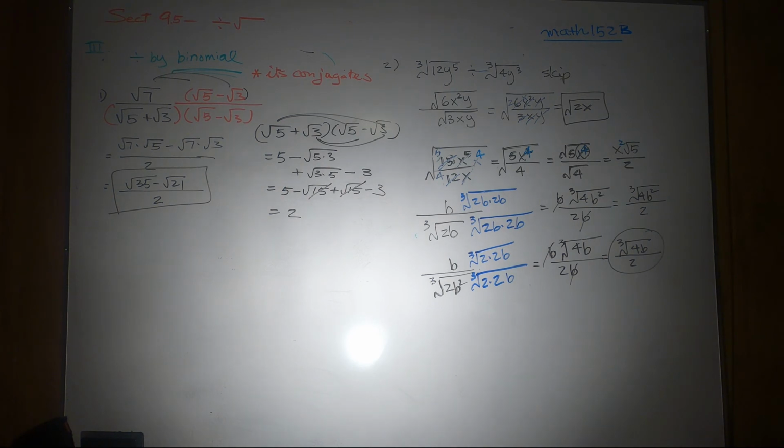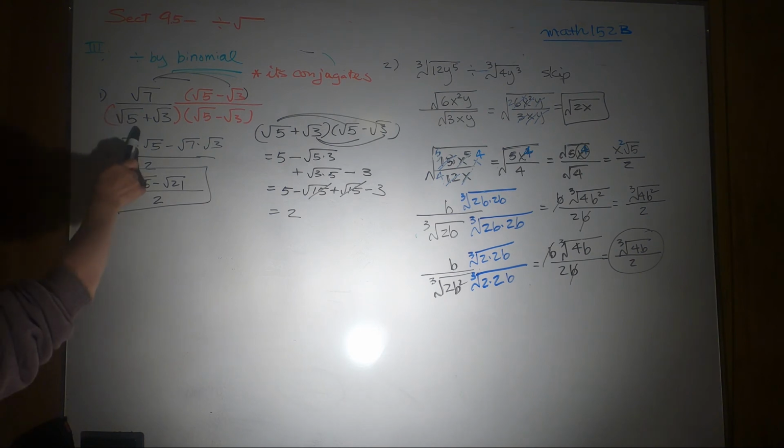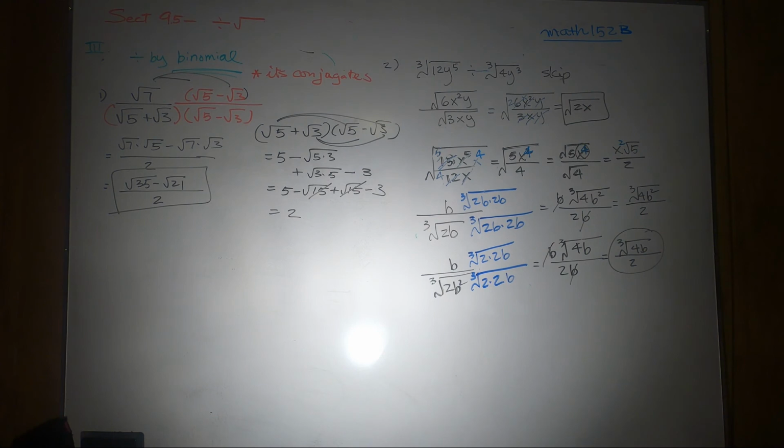To simplify or divide your crazy numbers, to rationalize your denominator, when the denominator is a binomial, you multiply this binomial by its conjugate.